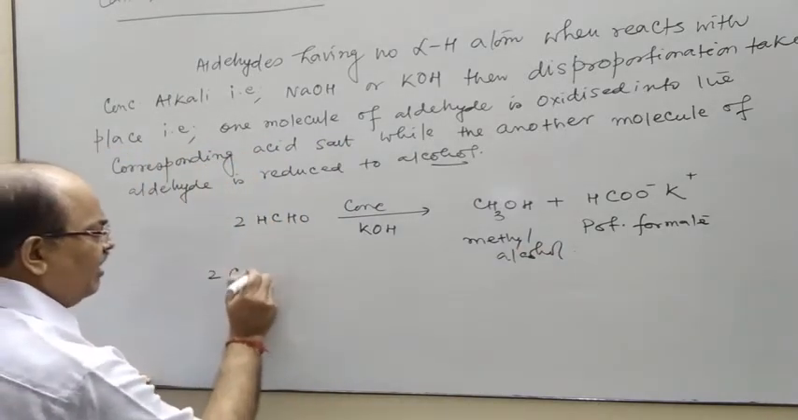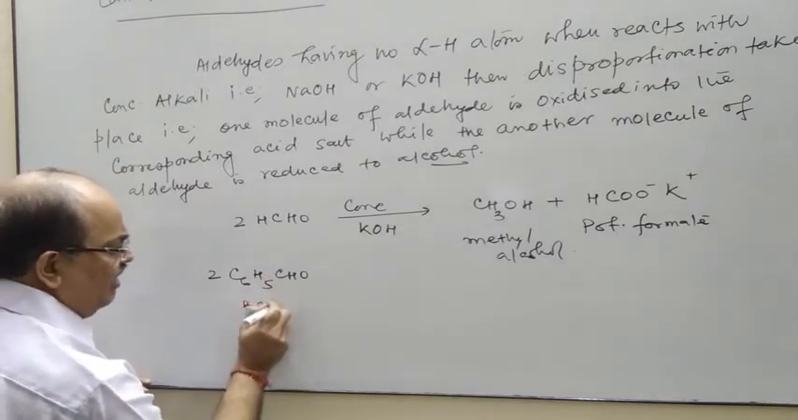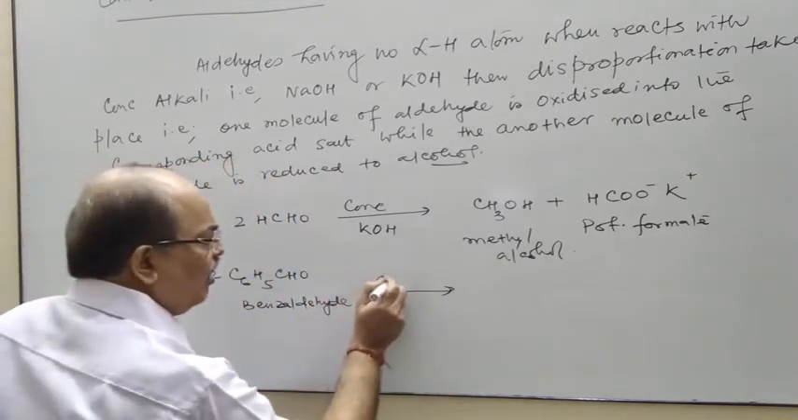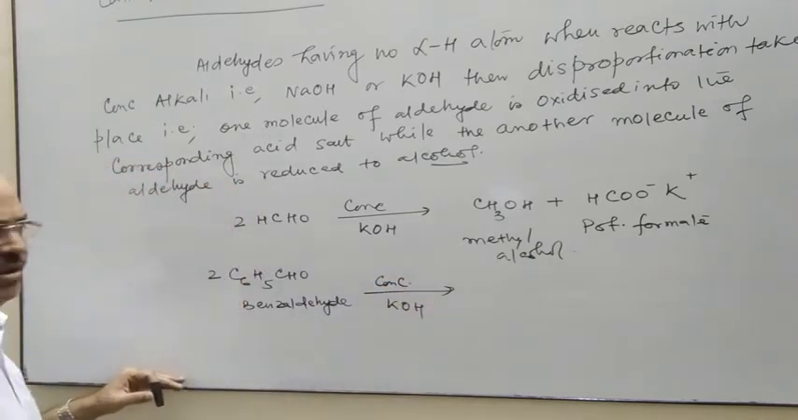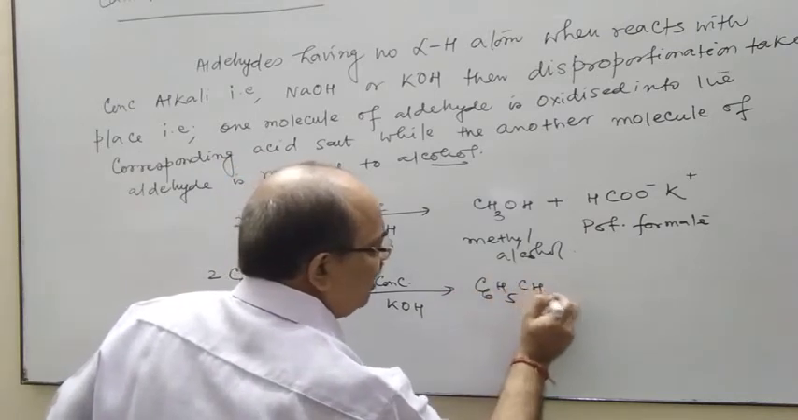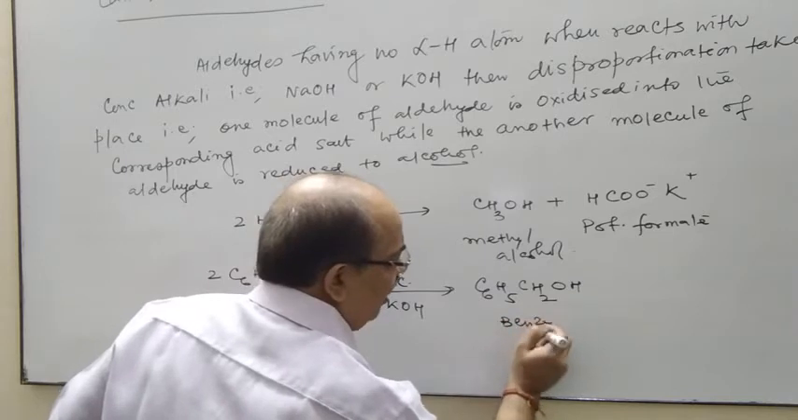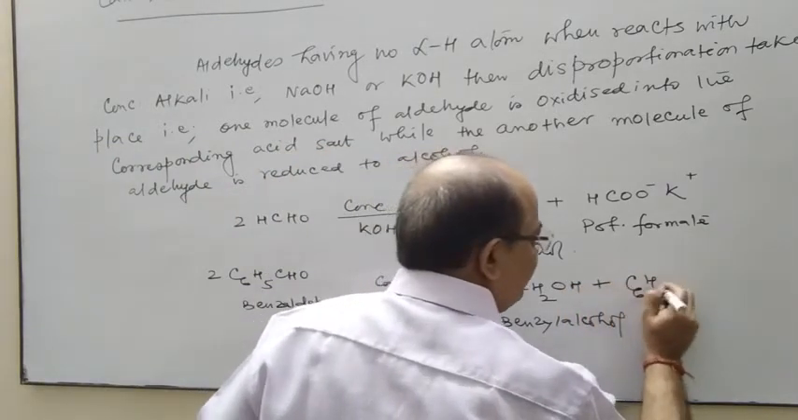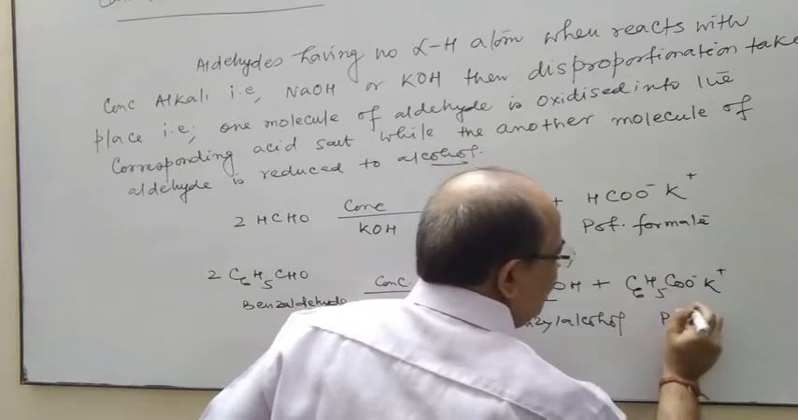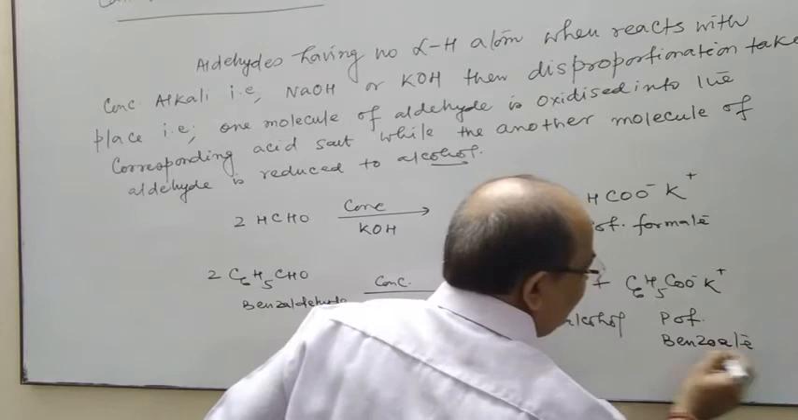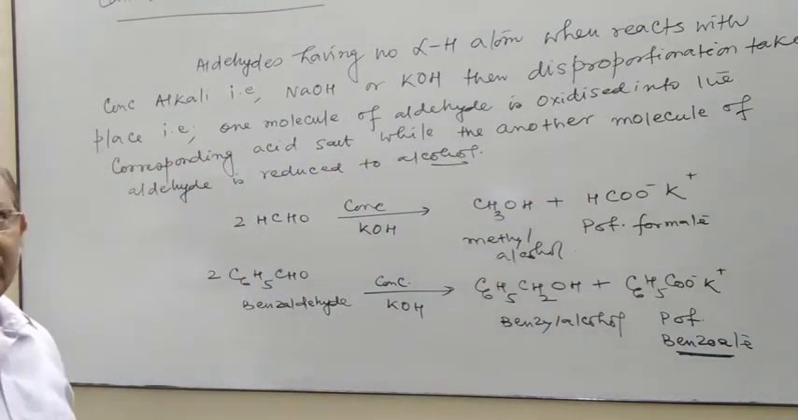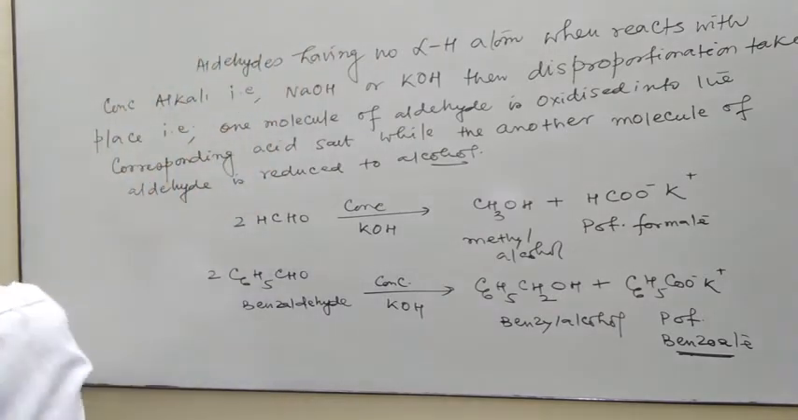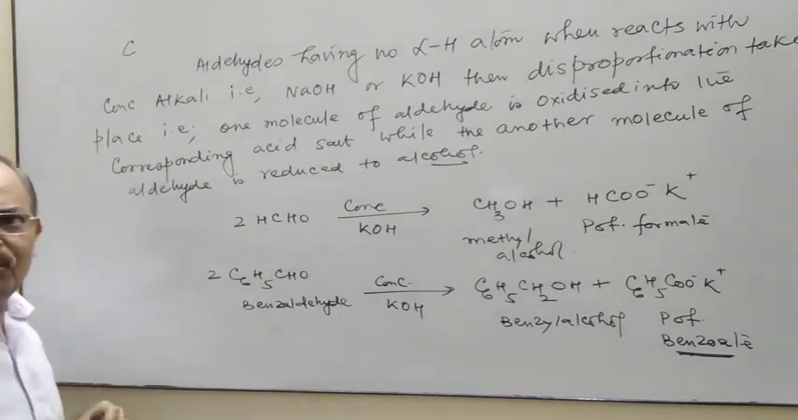Similarly, if we consider 2 moles of benzaldehyde, when it is heated with, say, concentrated KOH, then one molecule is reduced to give benzyl alcohol, while another molecule is oxidized to give potassium benzoate. So this reaction is the Cannizzaro reaction.